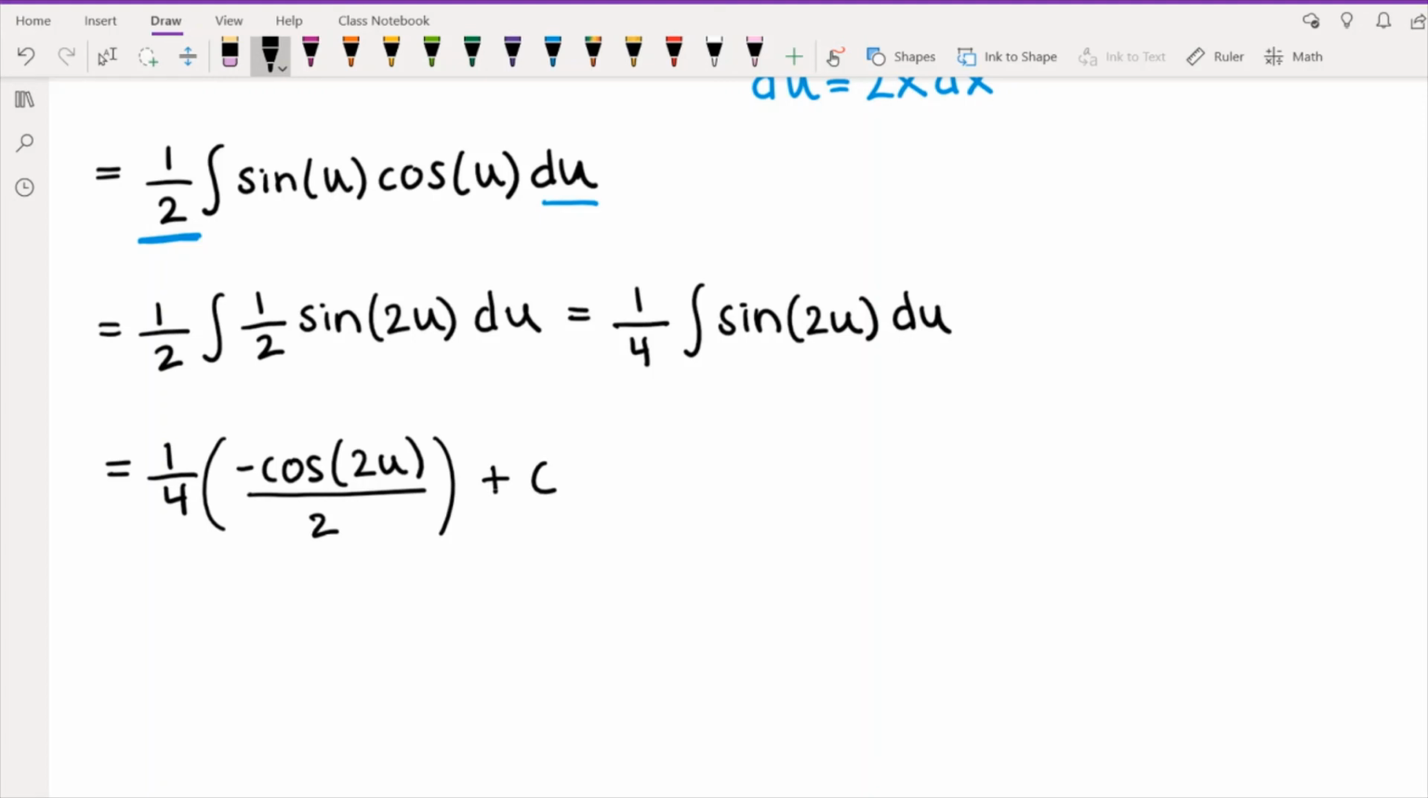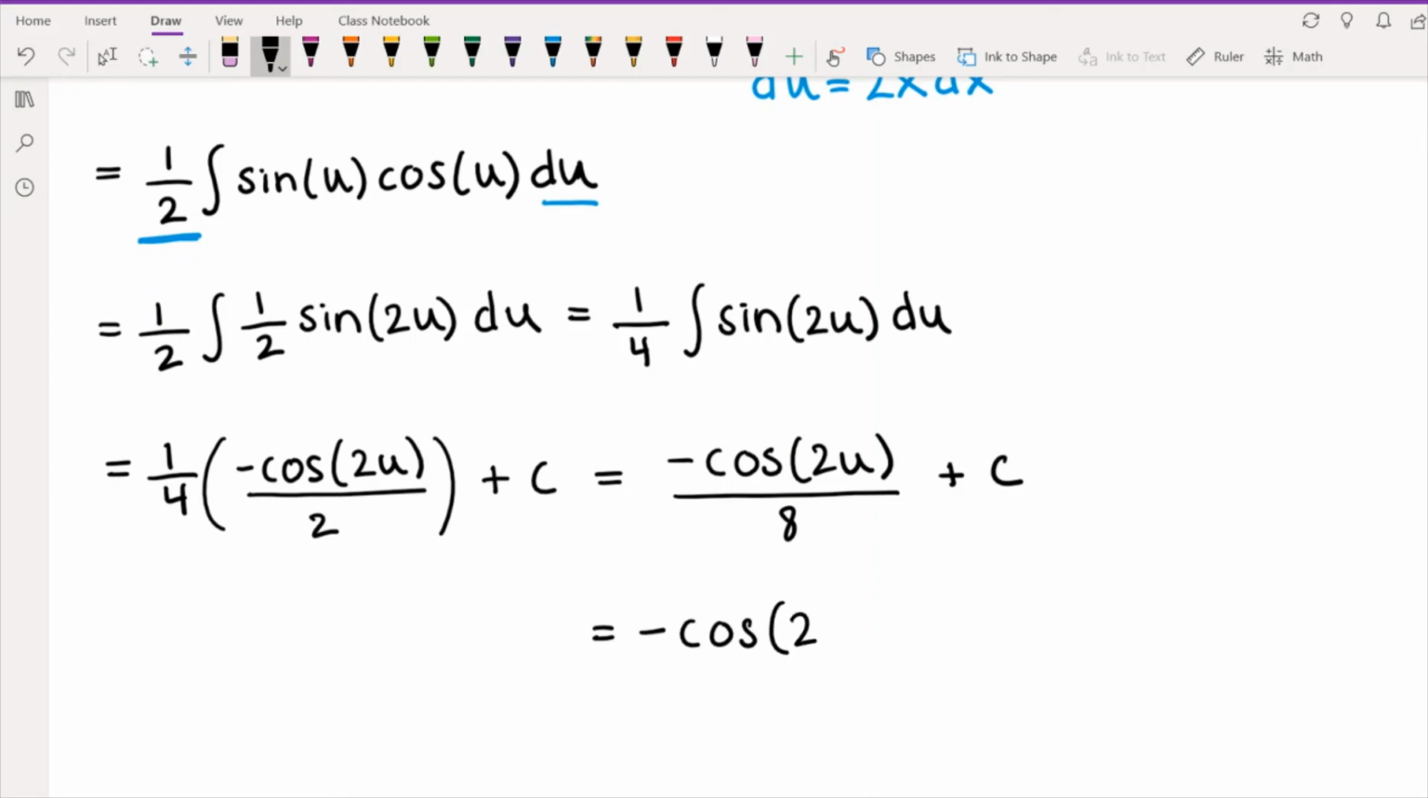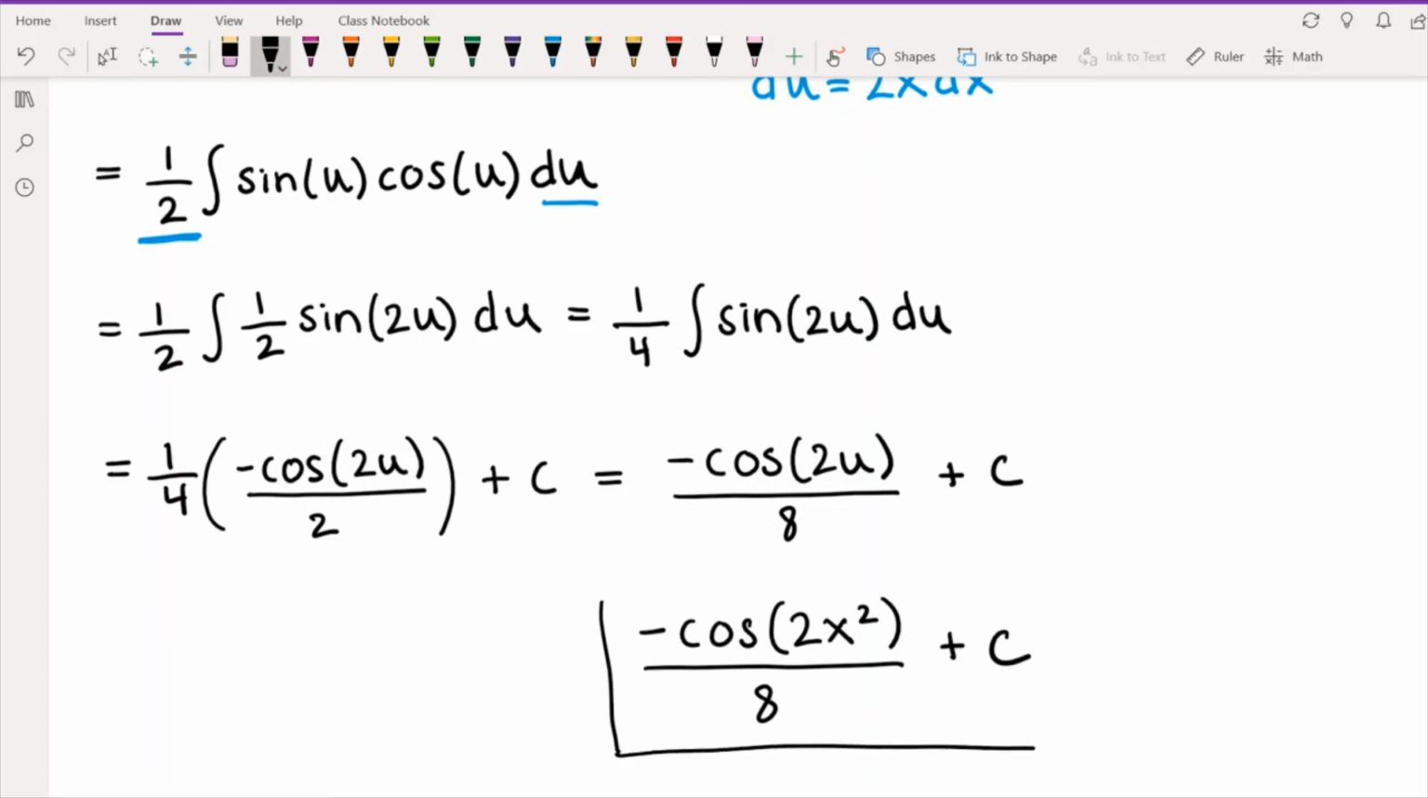And so our final answer, actually not quite final, but our almost final answer would be negative cosine of 2u over 8 plus c. And then the last step is to put back in what u was. So remember, u is equal to x squared at the very beginning of the problem. So we now have negative cosine of 2 times x squared over 8 plus c. And that's it. So that's it for this video.